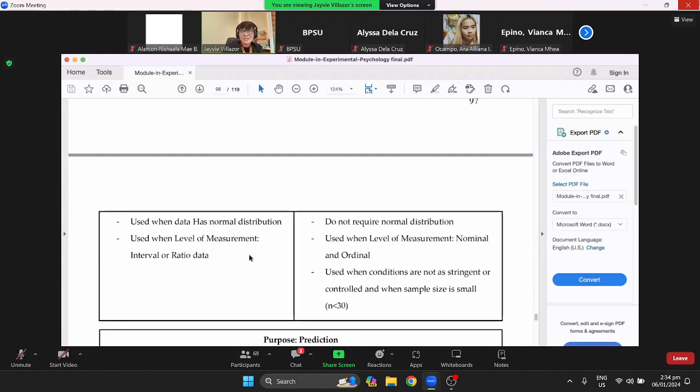Sino ba sa inyo dito na ang participants nyo ay 31 and above? Meron ba? Kindly utilize, meron ba tayong reaction dito? Parang meron. Ayun, meron. So, if your participants are 31 and above, kindly press the reaction here. Yung thumbs. Oh, na-anticipate ko na to.